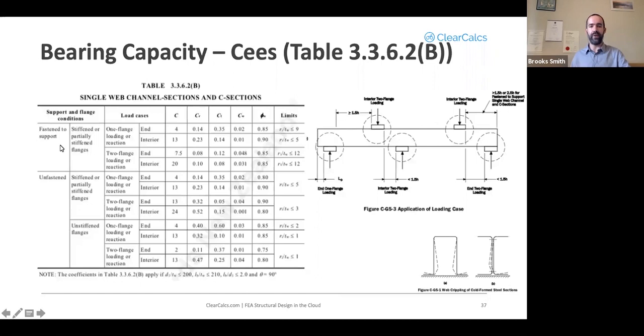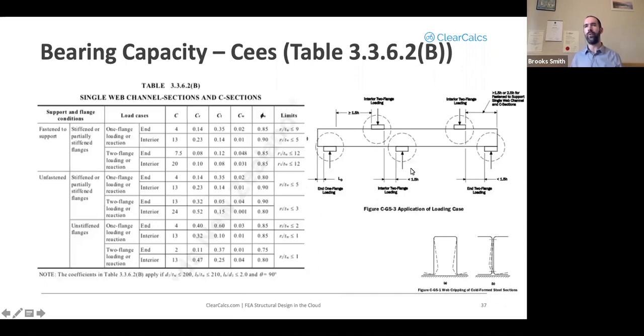So for these, you need to know whether your beam is fastened or unfastened to the support or load or concentrated load. You need to know whether your flange is stiffened or not, generally whether it has a lip or not. And you need to know whether it's one flange loading or two flange loading and whether it's an end or an interior location. So you may have different bearing capacities for different supports and different concentrated loads along your beam. But what does one flange and two flange loading refer to?